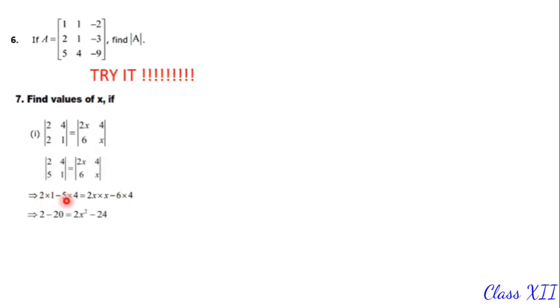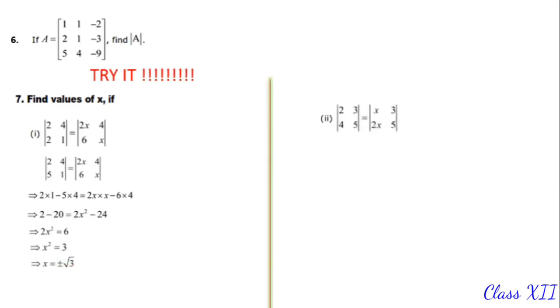Next, the calculation. 2 into 1 is 2, 5 into 4 is 20, equal to 2x into x is 2x square, minus 6 into 4 is 24. Then 2x square is equal to, this minus 24 we can bring to the left side. So 2 minus 20 plus 24. When you do the calculation you will get 6. So x square is equal to 6 by 2, that is 3. Then x is plus or minus root 3. That is the value of x in the first part.